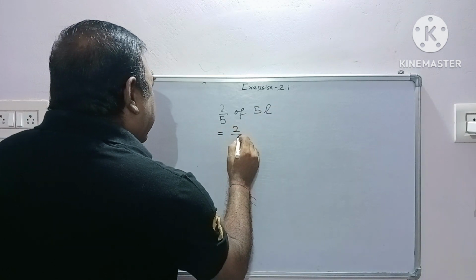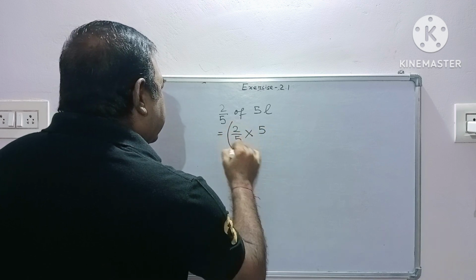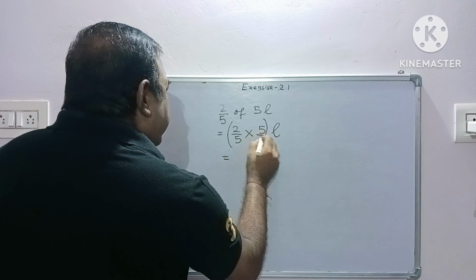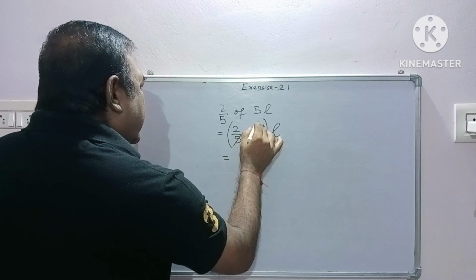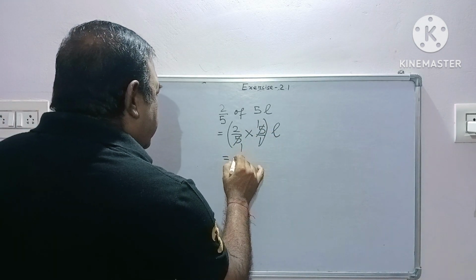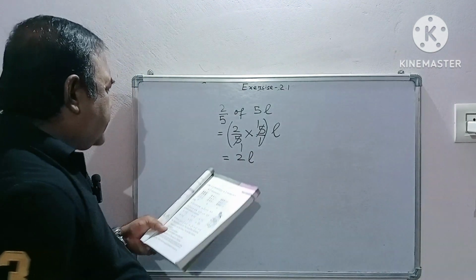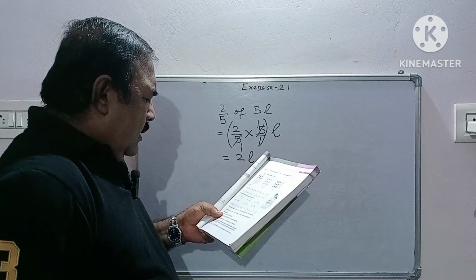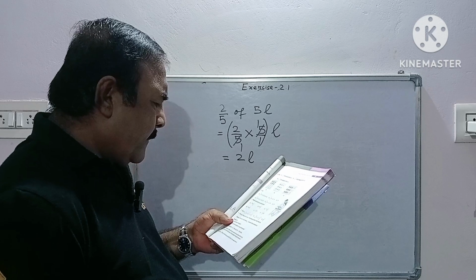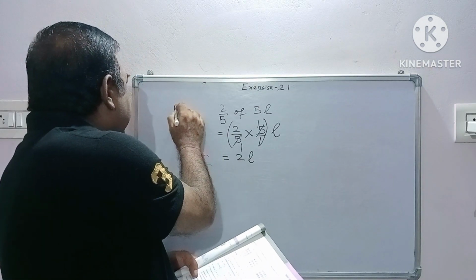That is equal to 2 by 5 of means into, this is 5 liters. That is equal to 5 means 5 by 1. 5 1s are 5. 5 1s are 5. You divide both the numerator and the denominator by the common factor 5. So that is 2 upon 1, that is 2, and the unit is liter. So this is the amount of water consumed by Vidya.